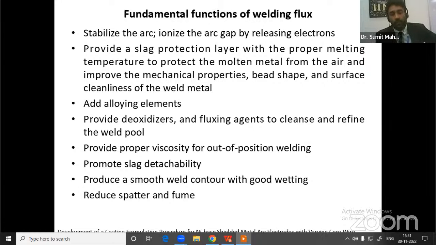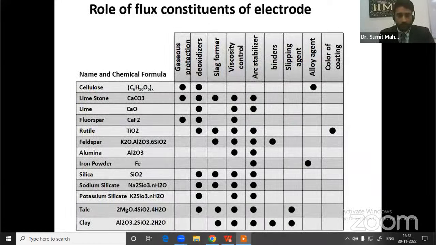So the viscosity is a very important parameter. They provide a proper viscosity to the molten metal, and this helps the slag to promote slag detachability. If the slag is not easily removed, the slag will penetrate in the weld, which hampers the weld quality and also weld properties. So we produce a smoother weld contour with good wetting and reduce spatter and fume. So these are some of the major functions of a welding flux.